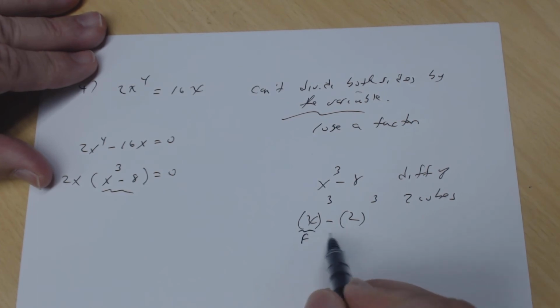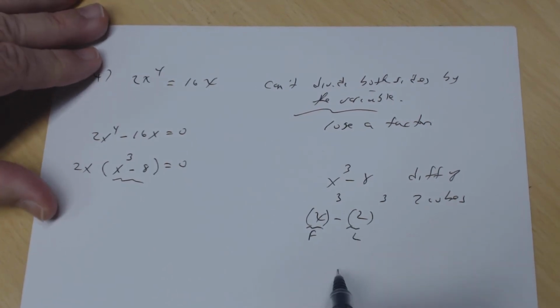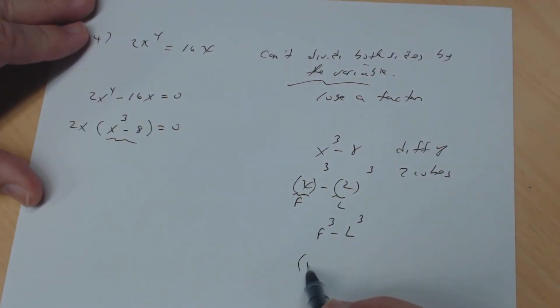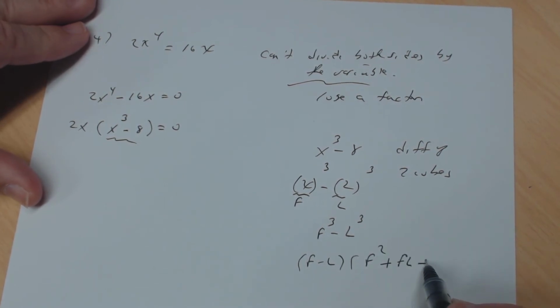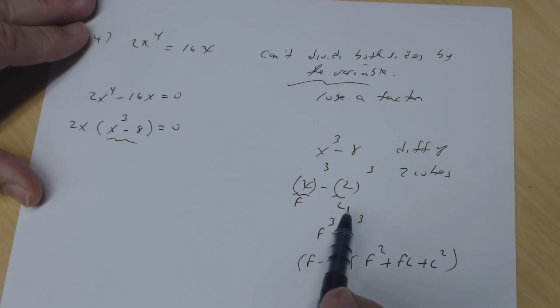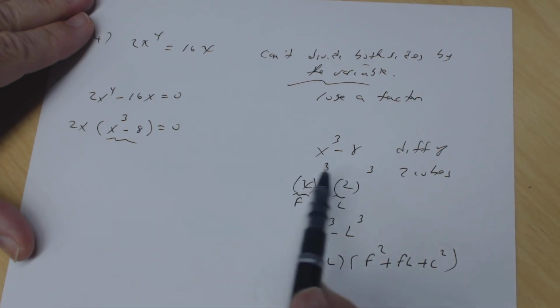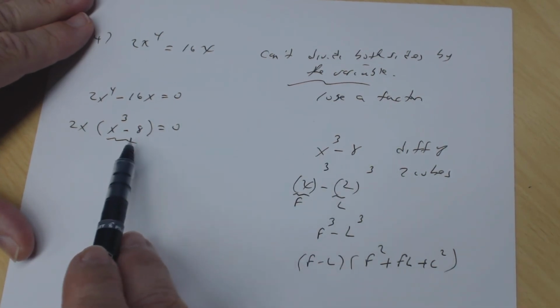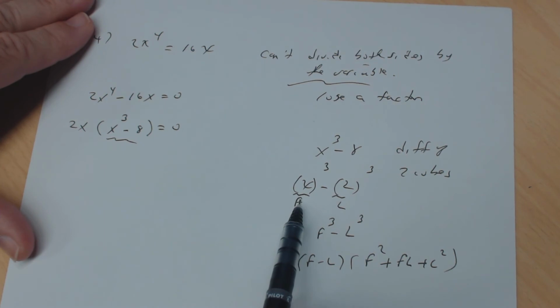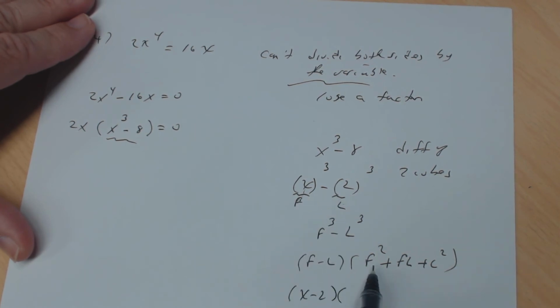And remember what we did was we wrote this as F and L. And so when we factored the difference of two cubes, we said F minus L times F squared plus FL plus L squared. So that's how we factored the difference of two cubes. So your F is x and your L is 2. And so when I factored x cubed minus 8, F is x and L is 2, I just plug in. So I get x minus 2, F minus L, times F squared.